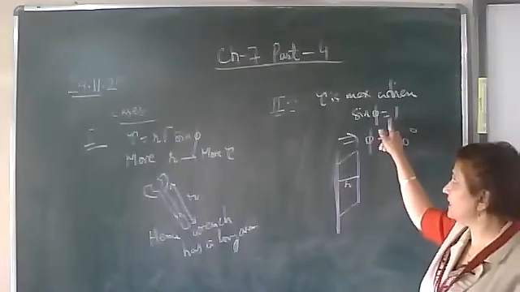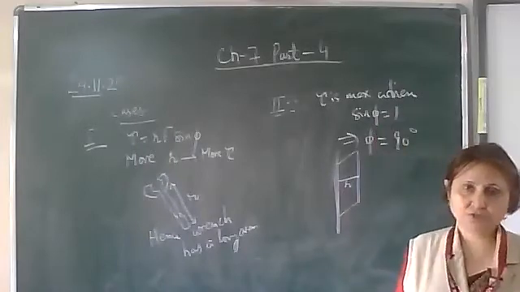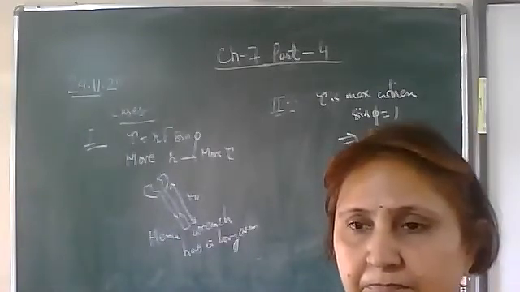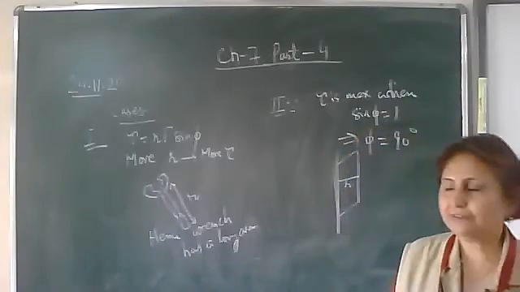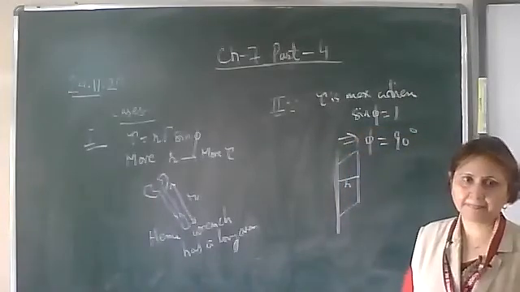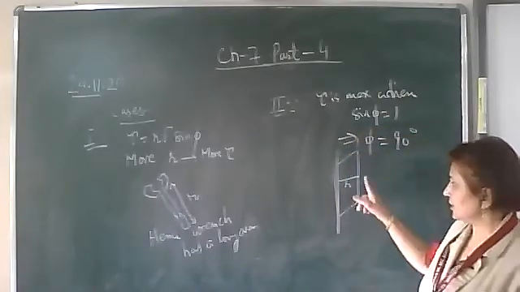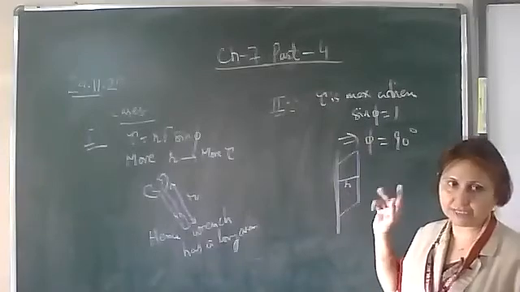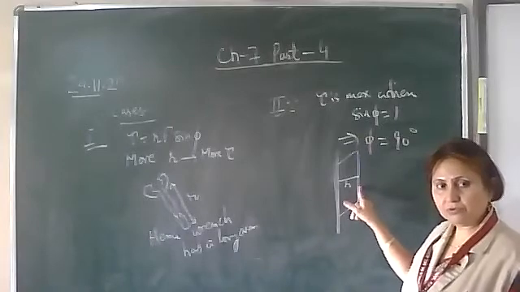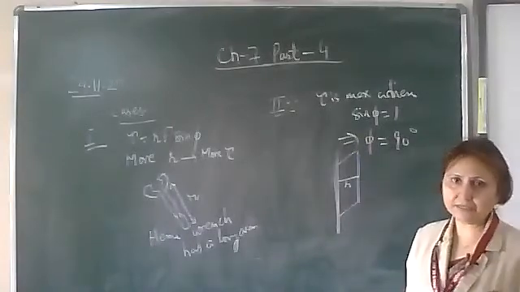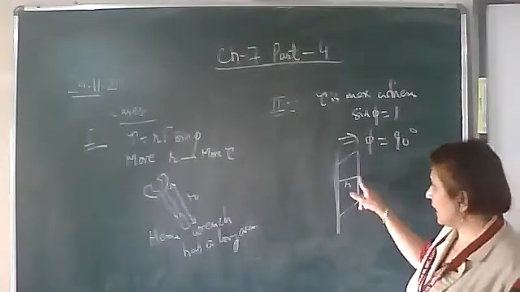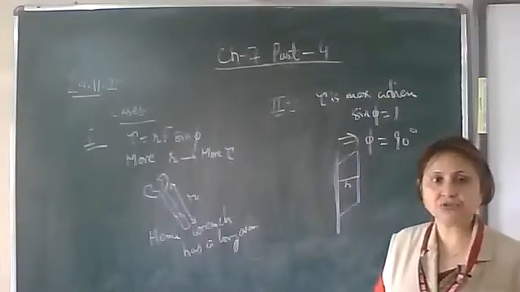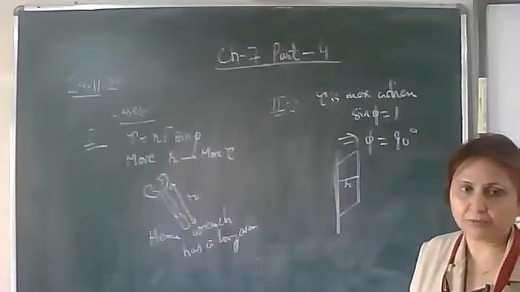So that phi is 90 degrees. Because this tau will be maximum and maximum rotation, easily it could be rotated. So for maximum tau, phi should be 90 degrees. That is, the angle between R and F should be 90 degrees so that maximum tau can be obtained.